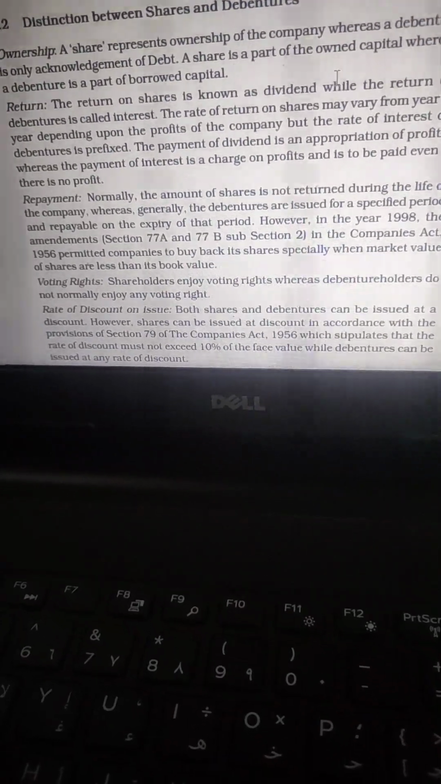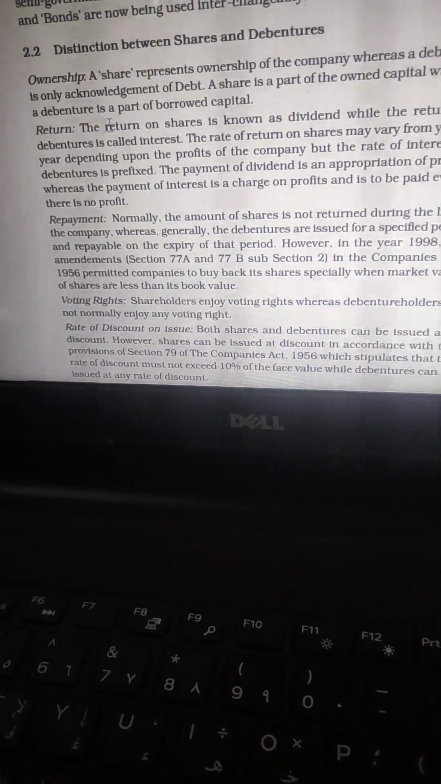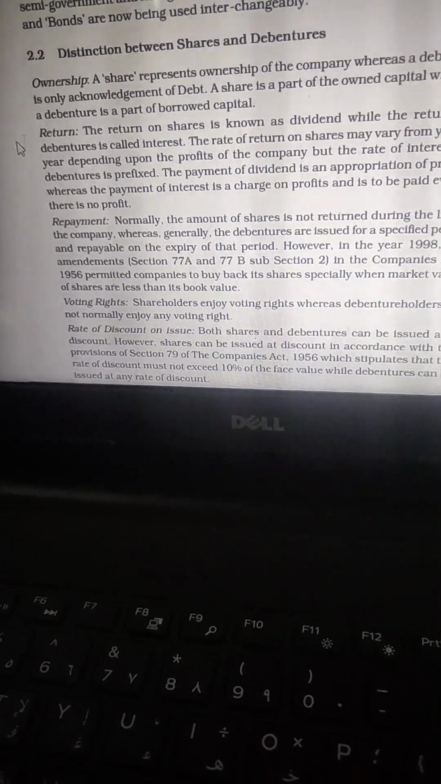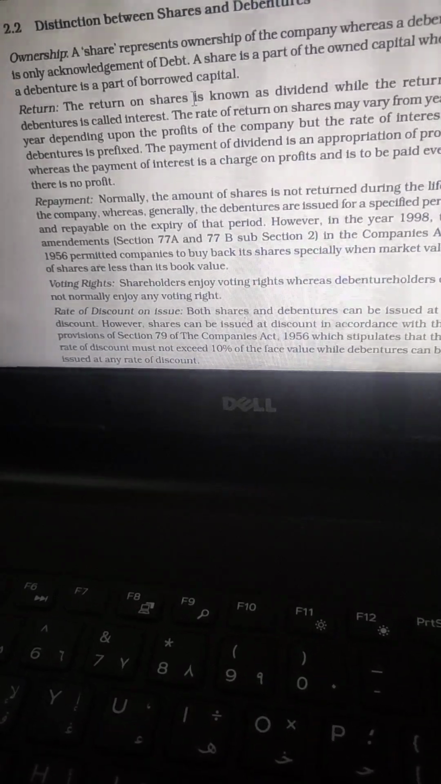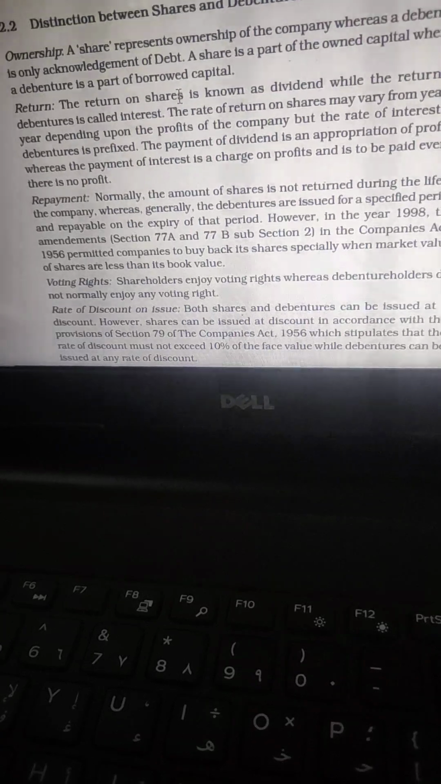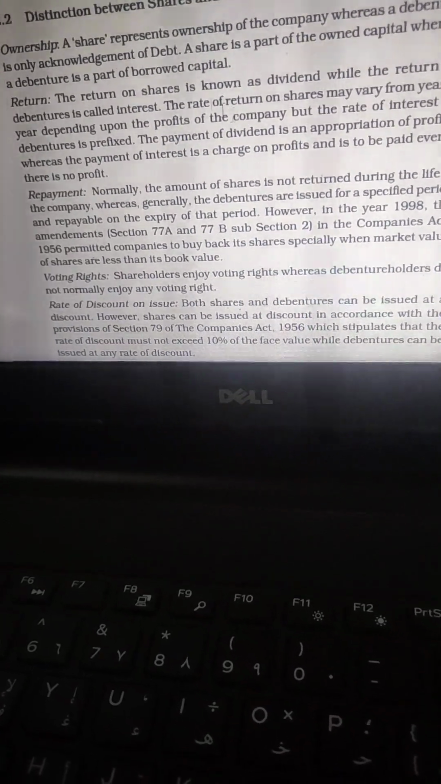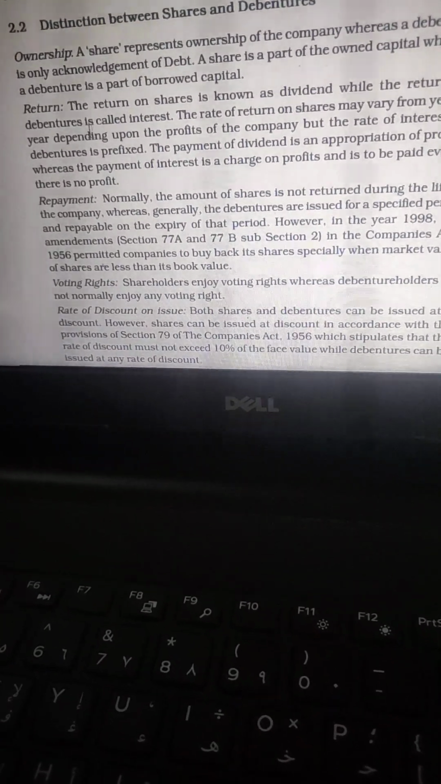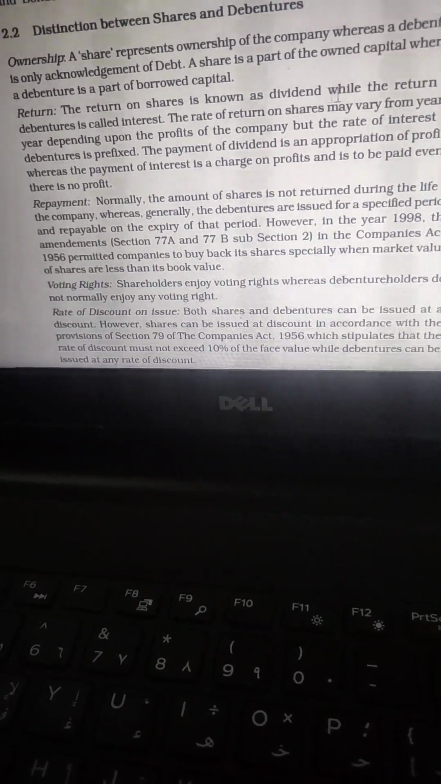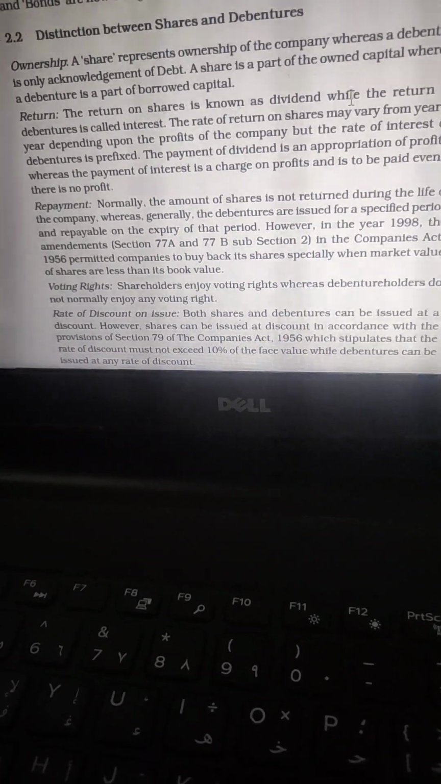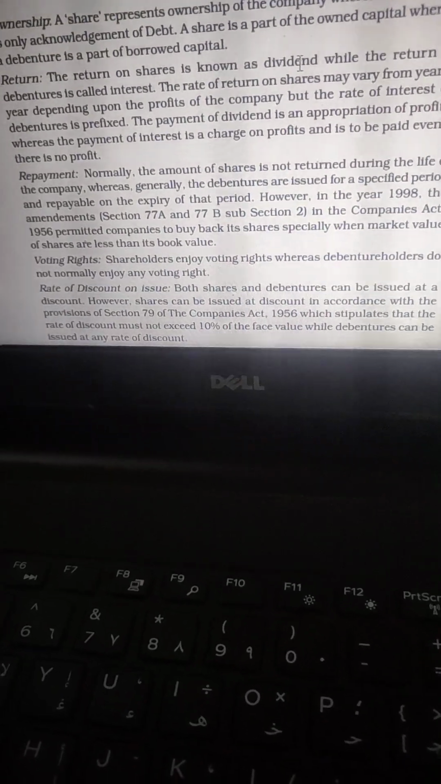A share is a part of the owned capital or ownership capital, whereas a debenture is a part of the borrowed capital. Return: the return on shares is known as the dividend. The shareholder, or the persons who invest in shares in the company, may get the full amount of shares plus a certain amount. In the case of debentures it is interest, whereas on shares it is dividend.